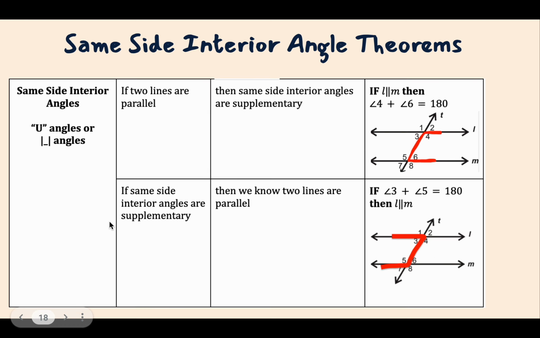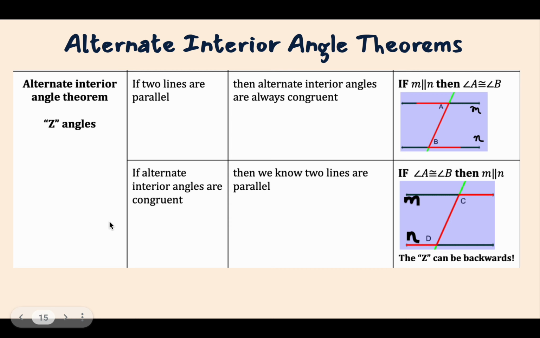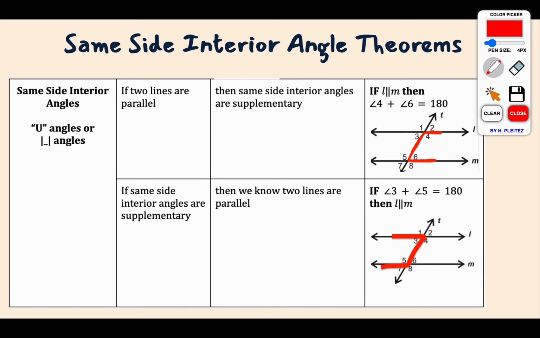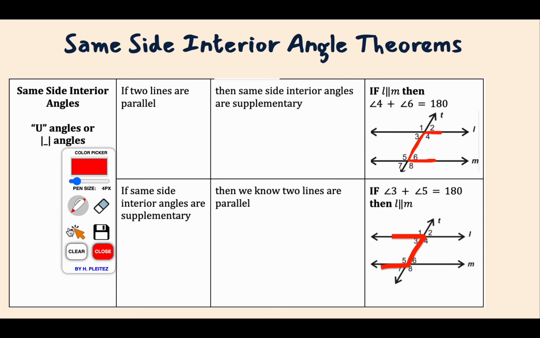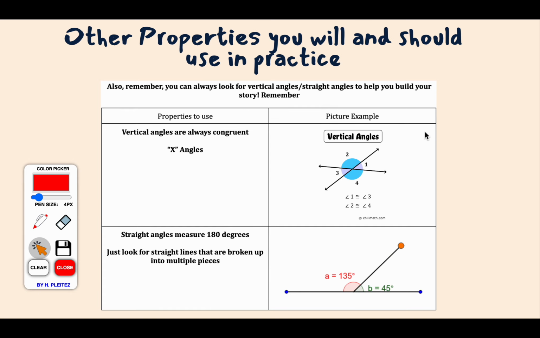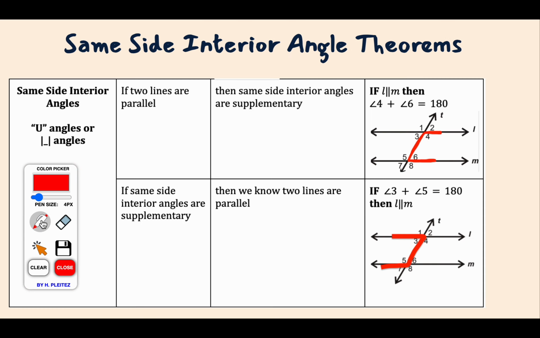Next one. For all the angle theorems that we've talked about so far, alternate interior, alternate exterior, and corresponding angles, if we know our lines are parallel, we know those angle pairs are congruent. This one, same side interior angles, is a little bit different. Now these are our U angles. You should literally get in the habit of highlighting these in your diagram. So when I say U angles, I literally mean this U shape here and this U shape here.